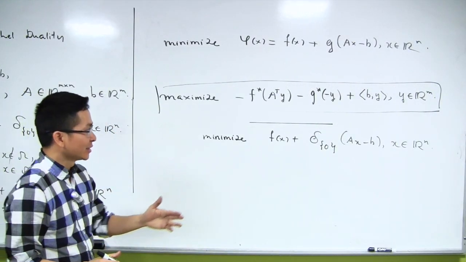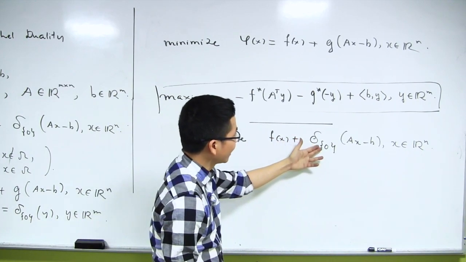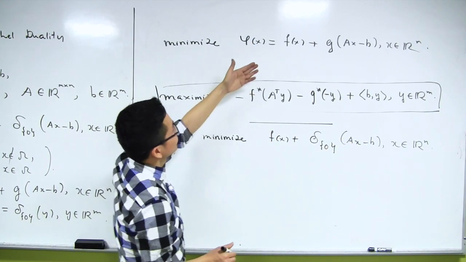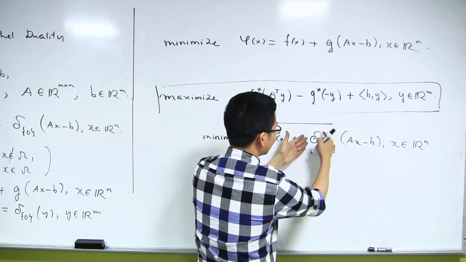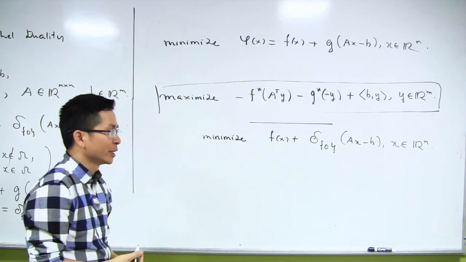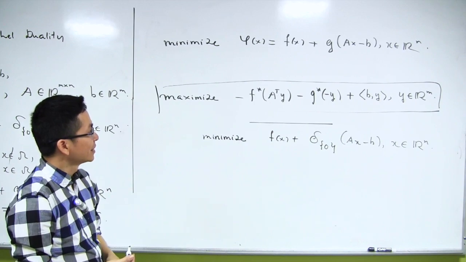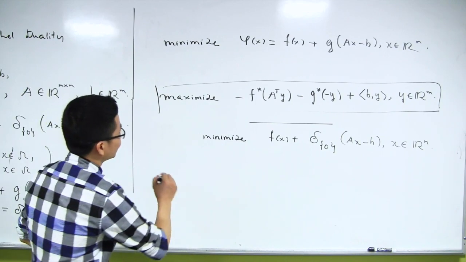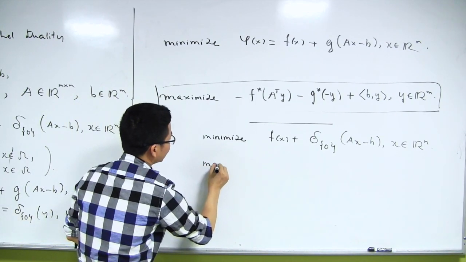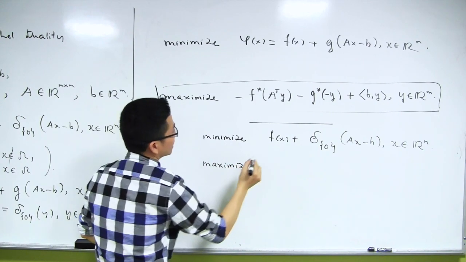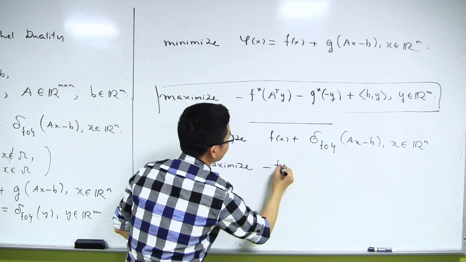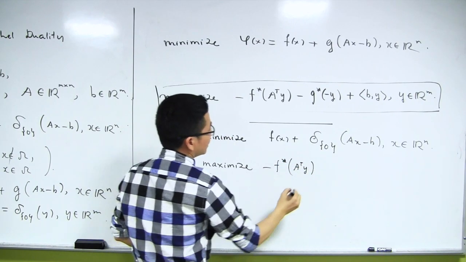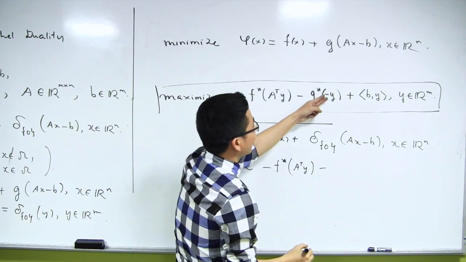Now our problem is to minimize f of x plus delta of {0} at Ax minus b. So it has this form where g is the indicator function associated with the singleton set {0}. Now the Fenchel dual has this form, so I'm going to go ahead and write it down. The Fenchel dual is to maximize, over here we use, minus f star of A transpose y, minus g star of minus y.